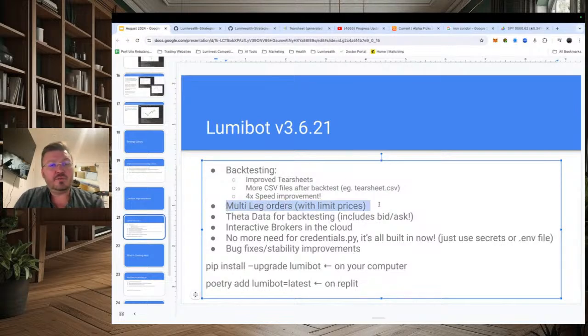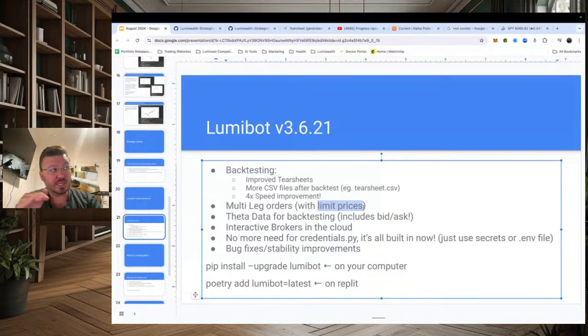So now whenever we place trades, along with limit prices, by the way, that's really important. What we found is that when we were placing these trades for options, especially the ones with really low deltas, very far out of the money, we were getting really bad fills. So we basically added in multi-leg orders.